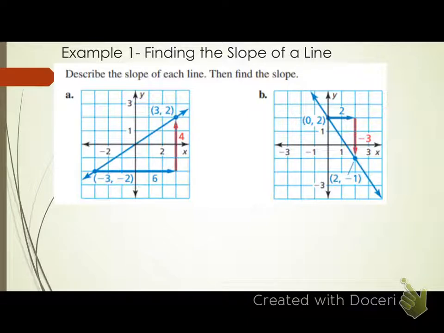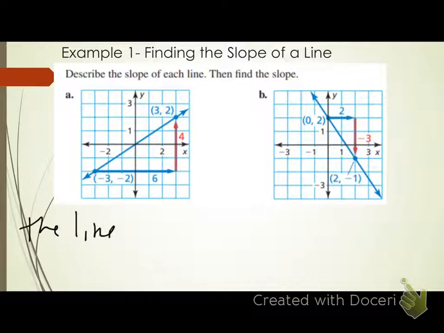Letter B. We have to describe the slope first. Is this uphill, downhill, flat, or vertical? Downhill. What does slope dude say there? Nice negative.